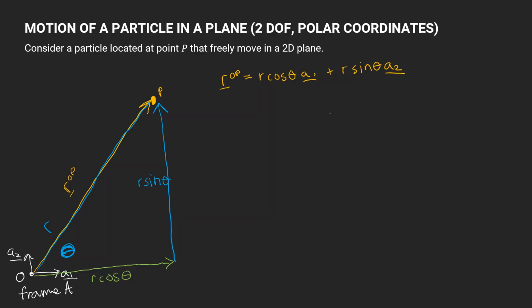Pretty straightforward. So now we're going to do the same thing. We're just going to go through the same math in order to get the velocity of point P in frame A. And so we're going to take the time derivative of our position vector in frame A, which written out looks like this.